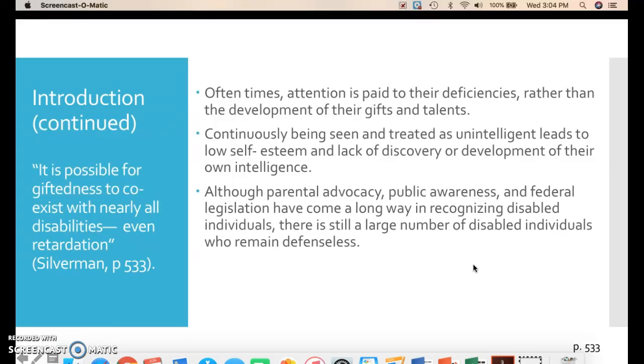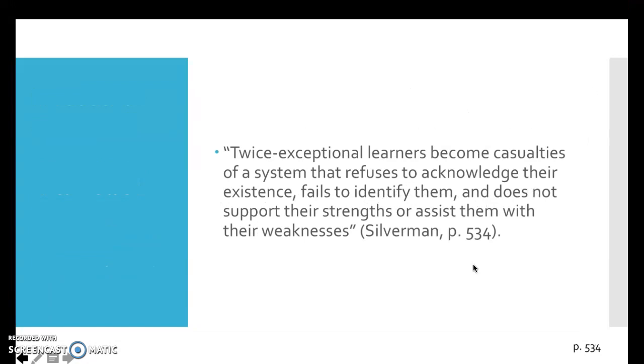Continuously being seen and treated as unintelligent leads to low self-esteem and lack of discovery and development of their own intelligence. Although parental advocacy, public awareness, and federal legislation have come a long way in recognizing disabled individuals, there is a large number of disabled individuals who remain defenseless. I included a quote over at the left, and it says, "It is possible for giftedness to coexist with nearly all disabilities, even retardation." Twice exceptional learners become casualties of a system that refuses to acknowledge their existence, fails to identify them, and does not support their strengths or assist them with their weaknesses.